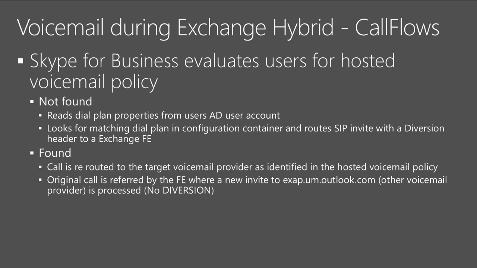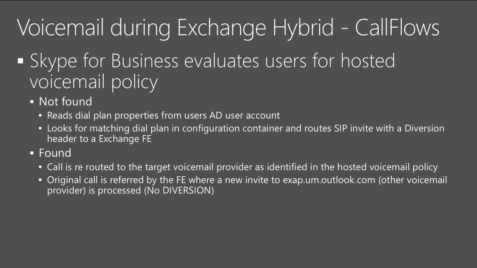It's like a 404. So if I don't find a hosted voicemail policy associated with the user, what I'm going to do is read the dial plan properties from the user in the Active Directory. This is a simple schema property that's been added to the user object in Active Directory that says, I belong to dial plan X. Then it looks for, in the configuration container of your Active Directory, a matching dial plan, and therefore what servers are associated with that dial plan.